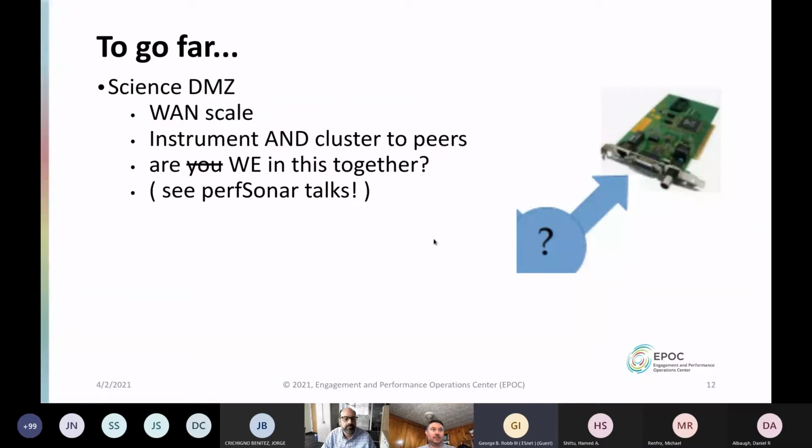To go far, we're thinking about science in the DMZ. We're thinking WAN scale. We're thinking what's out there, who are we going to impact? This is instrument scale and clusters to peers or cluster to cluster, national research to national big data hub, your cluster to Henry's cold storage, one storage, right? We're trying to get it to archive. Where are you moving this to, how and when and why? So basically, are we in this together?